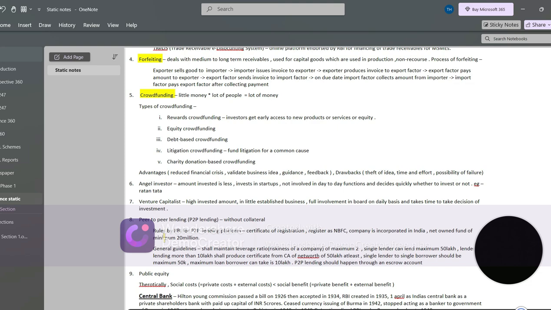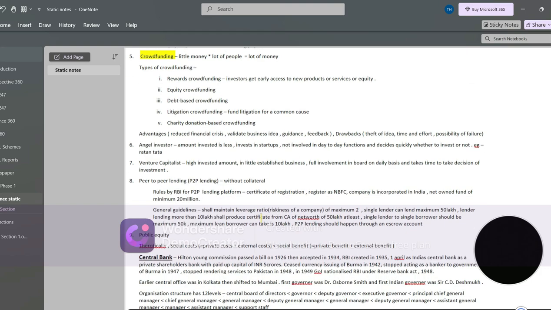Now, the advantages of crowdfunding are basically that financial crisis is reduced in it. If you share your business idea, you might get validated or may get better suggestions. It provides a kind of guidance and feedback. Now, the drawbacks of crowdfunding are that someone can steal your idea, it requires a lot of time and effort, and there is always a possibility of failure.